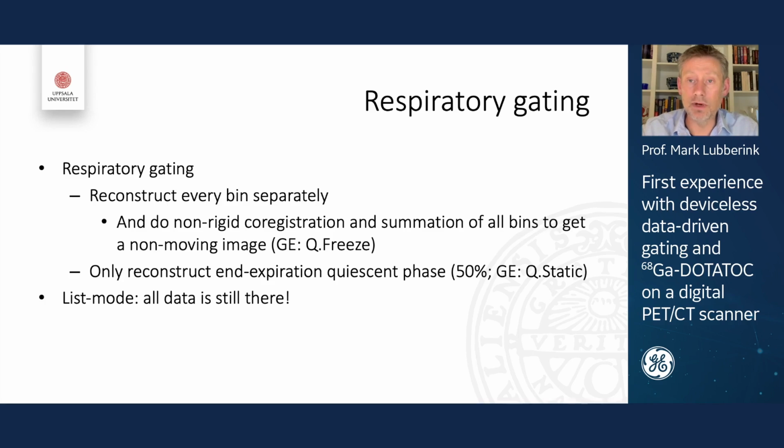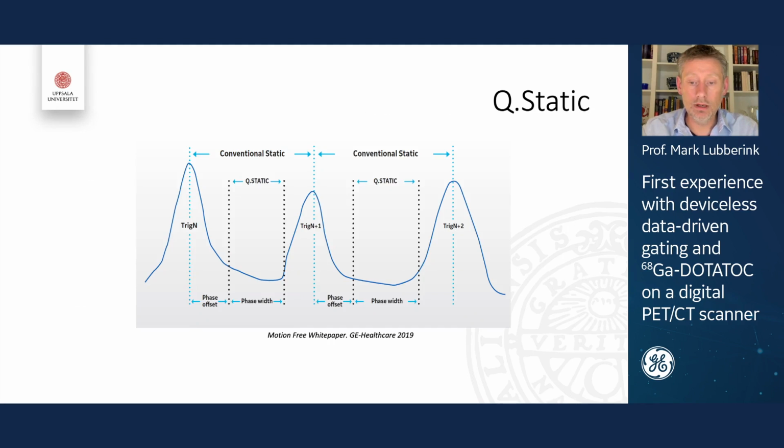But you have to remember that we acquire in list mode, so all the original data is still there, and we can always go back and reconstruct a non-gated scan or change the parameters of our gating. So in terms of data acquisition, there is no difference between prospective and retrospective gating. It's always retrospective in a way, because we always have the list mode data to fall back on. So this is an example of that. For the conventional static reconstruction, we use all the data that we have available, whereas for the Q-static quiescent phase reconstruction, we only use the end expiration phase, covering about 50% of the total respiratory cycle.